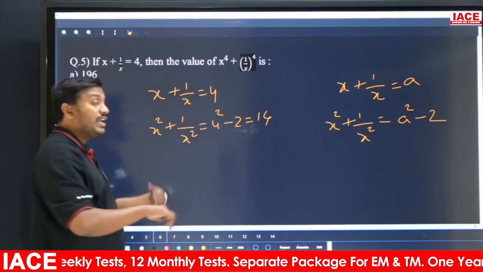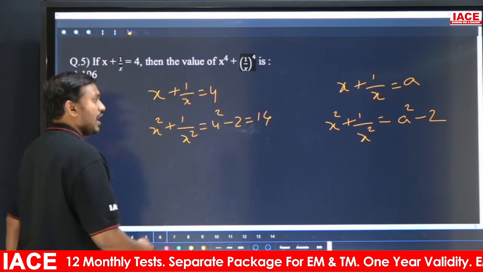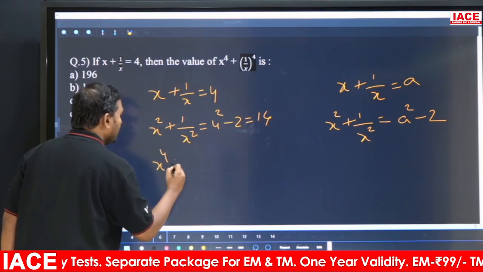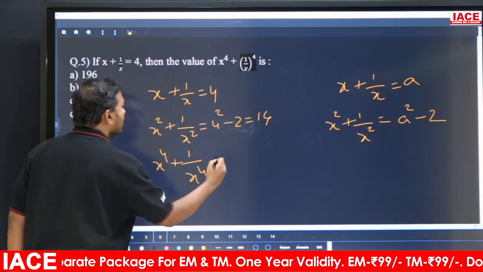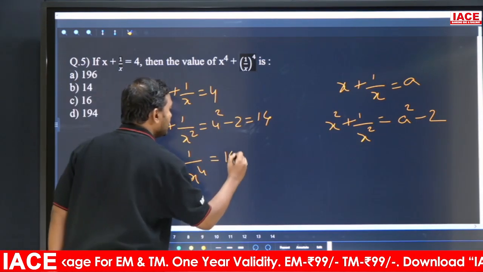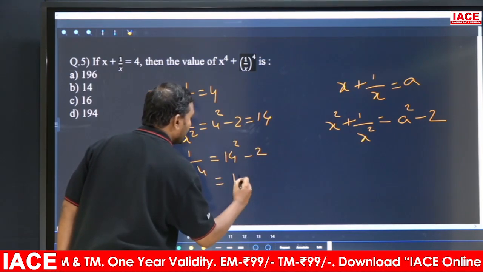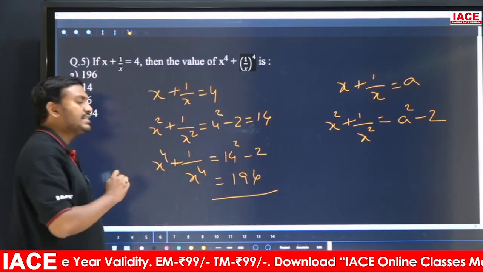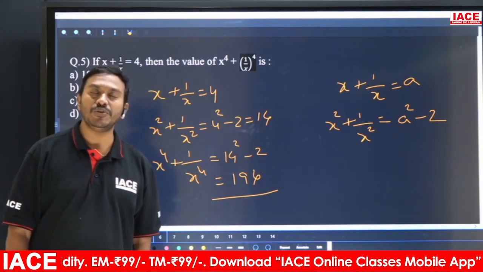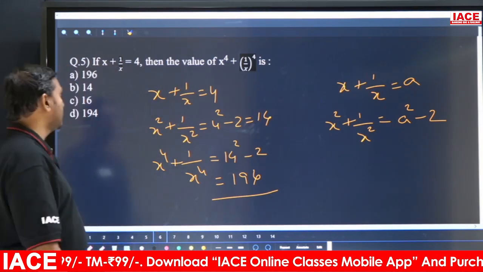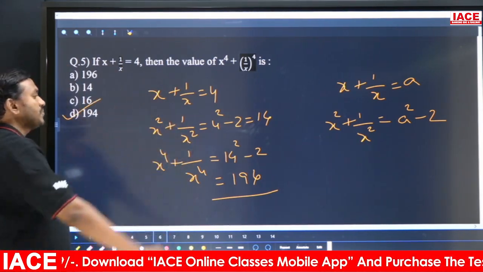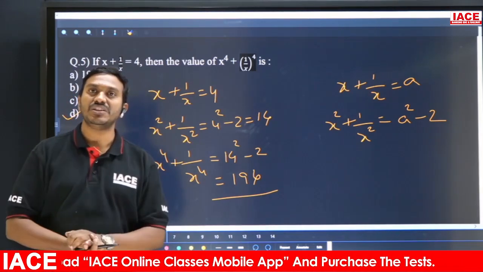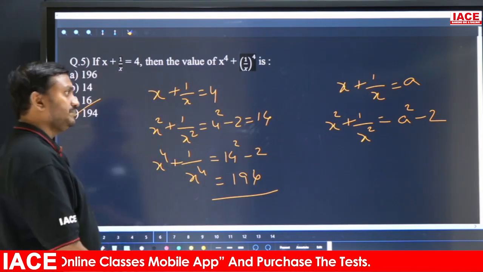Again, for power 4 we have to square one more time, that is, x power 4 plus 1 by x power 4. Again we have to square. So 14 square minus 2 means 194. So x power 4 plus 1 by x power 4 is 194. So option D is the right answer.